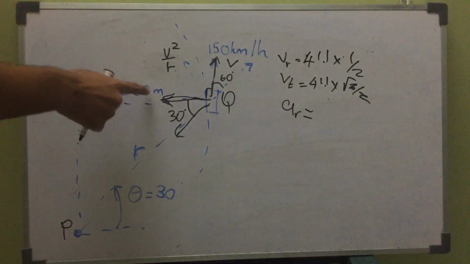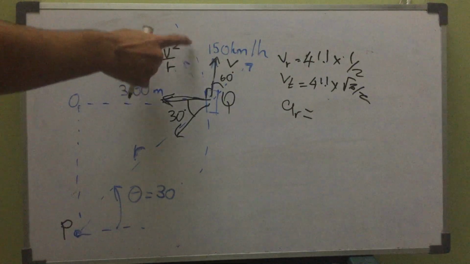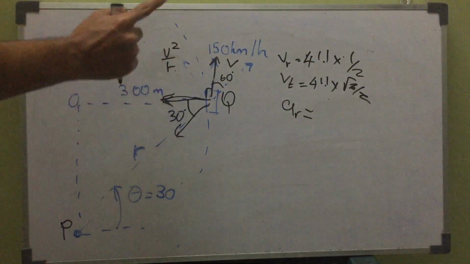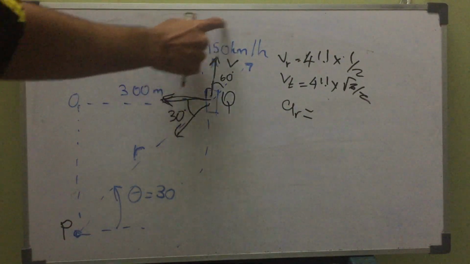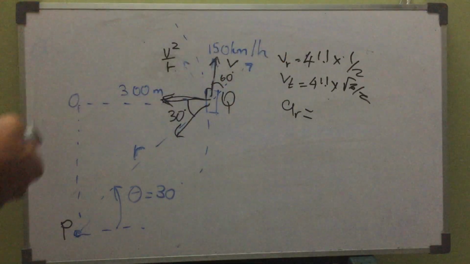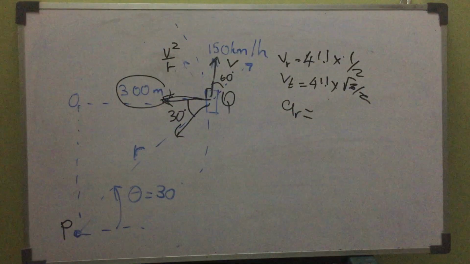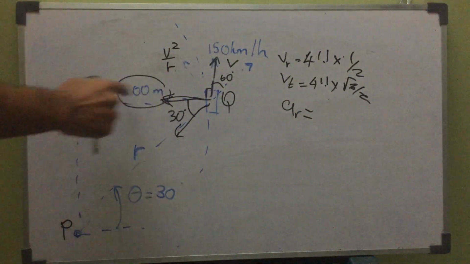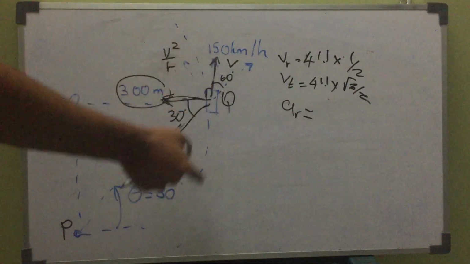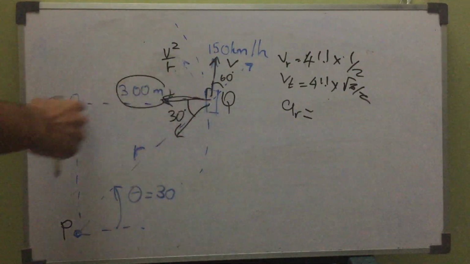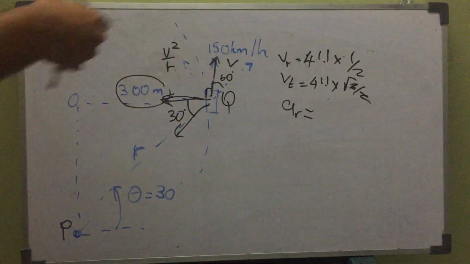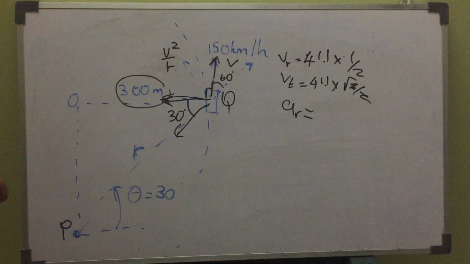So when we are considering this V squared over R, we need to find the value of V squared over R. Keep in mind that we need to change it for 41.5 meter per second. After that we need to find the R. Use this 300 meter, not this R, because when we are considering this circular motion, this is the radius of this circle. From that we can find the V squared over R value.